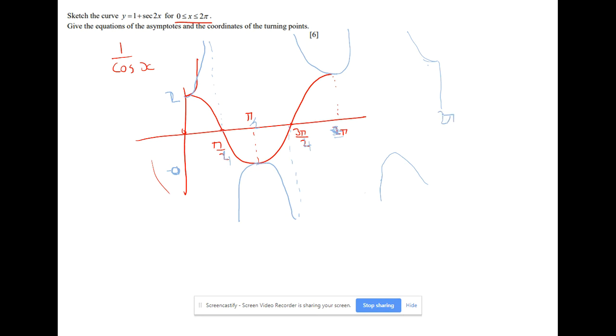Which means that the asymptotes are pi upon 4, 3 pi upon 4, 5 pi upon 4, 7 pi upon 4, and the turning points here: 0, 2, we've got pi upon 2, 0, pi, 2, then 3 pi upon 2, 0, and finally 2 pi, 2, that's up the top. And that would be your graph for your 6 marks.